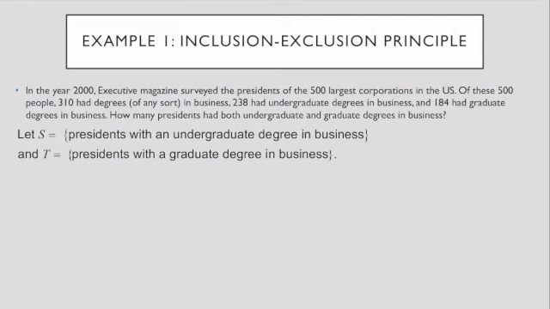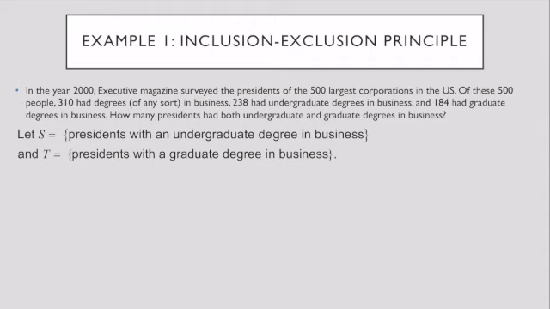So, in the year 2000, Executive Magazine surveyed the presidents of the 500 largest corporations in the U.S. Of these 500 businesses, 310 people had degrees of any sort in business. 238 had undergraduate degrees in business, and 184 had graduate degrees in business. How many presidents had both undergraduate and graduate degrees in business? So now I'm looking for the intersection.